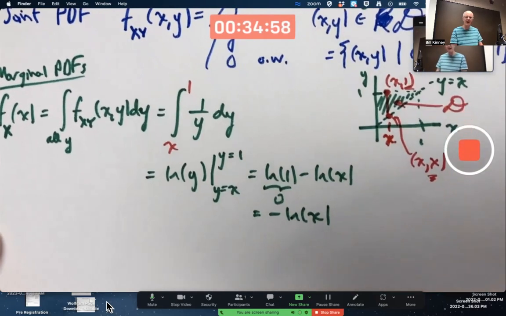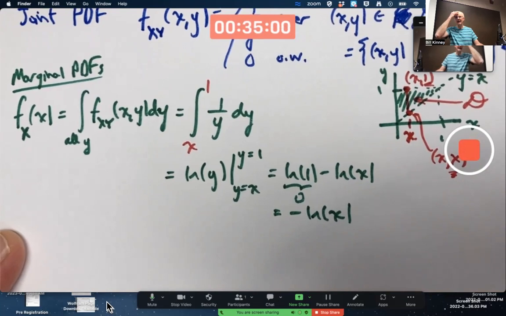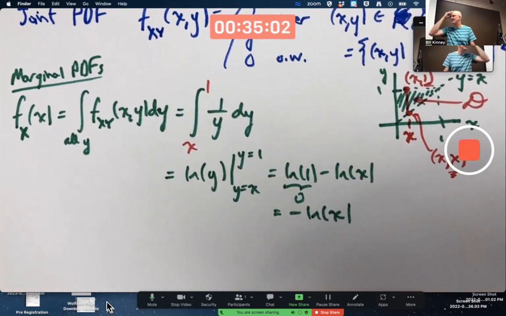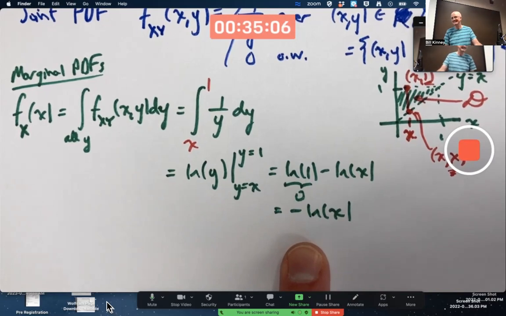A negative number? How can that be? Well, keep in mind x is between 0 and 1, so this is actually a positive number. Right? Log of a number between 0 and 1. Think about the graph of log. Log of a number between 0 and 1 is negative. So the negative of that is positive.